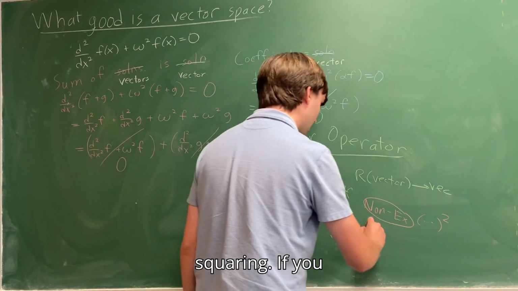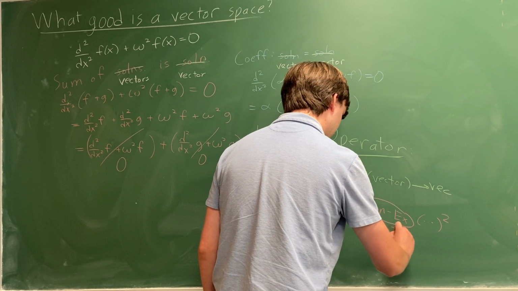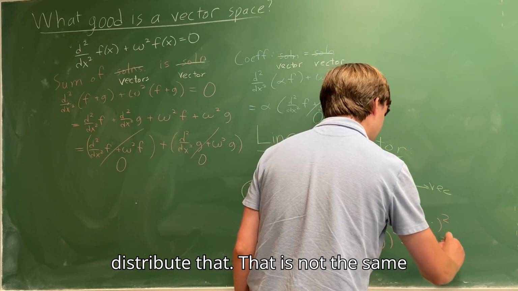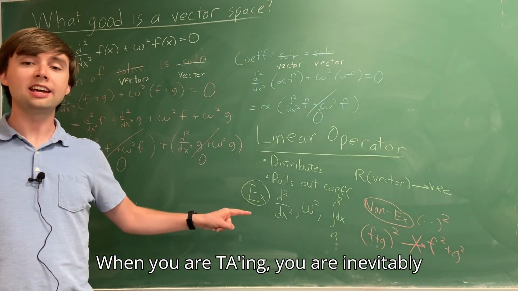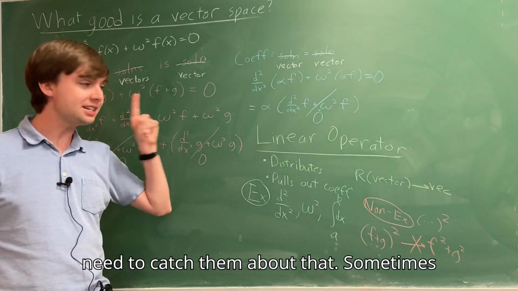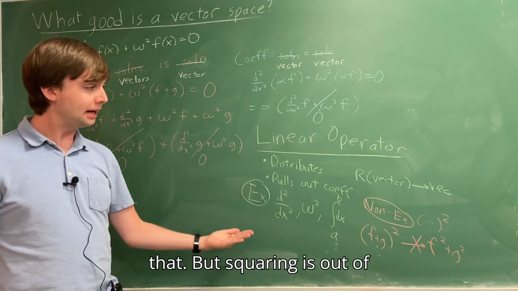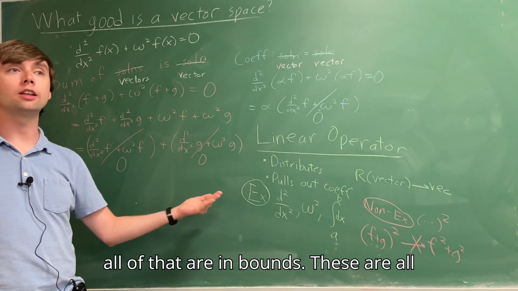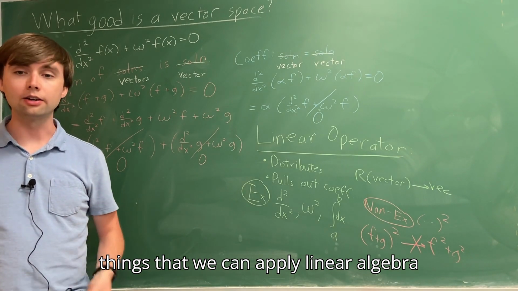Squaring. If you have f plus g squared, you do not get to distribute that. That is not the same thing as f squared plus g squared. When you are TAing, you are inevitably going to see students do this, and you need to catch them about that. Sometimes you need to catch yourself about doing that. But squaring is out of bounds. Derivatives, integrals, all of that are in bounds. These are all things that we can apply linear algebra definitions to.